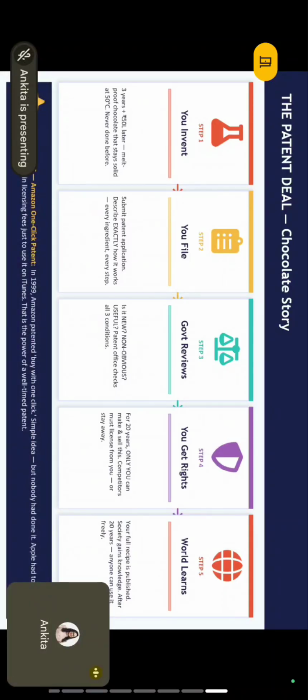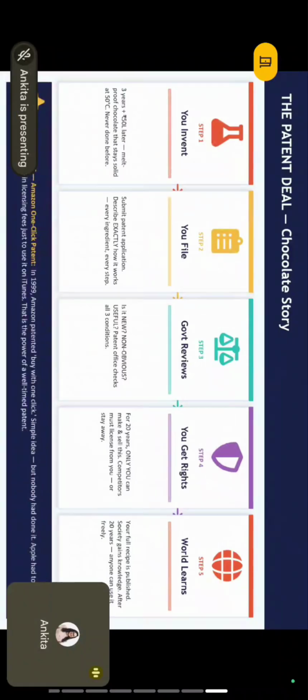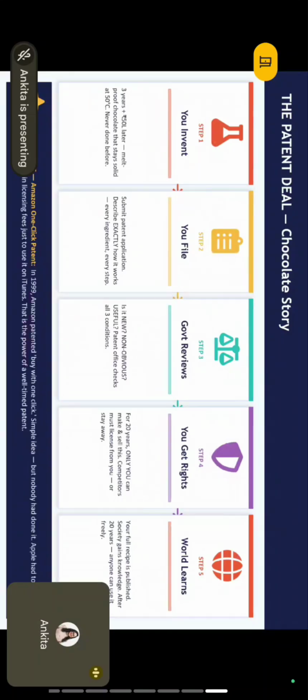Now, you get the rights for 20 years. Only you can make and sell this for 20 years. Other competitors, like if Cadbury wants it, they must take a license from you and pay you royalties. And if Amul wants it, the same deal goes for them. You are the monopoly holder. And in exchange for this, what do you give in return? Your full recipe is now publicly published. After 20 years, anyone in the world can make your melt-proof chocolate for free. So society benefits from your knowledge.